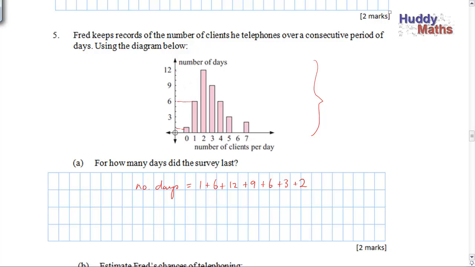Okay, 12, 9, and so on. So that is 39 for 2 marks. And if you got 38 or 40, you only get 1 mark. So you've got to read that carefully. We're going to need that number later on, down here.